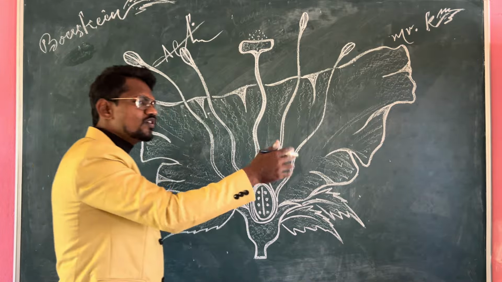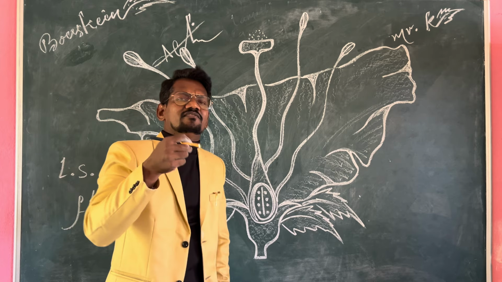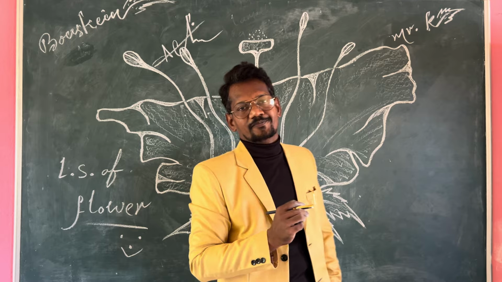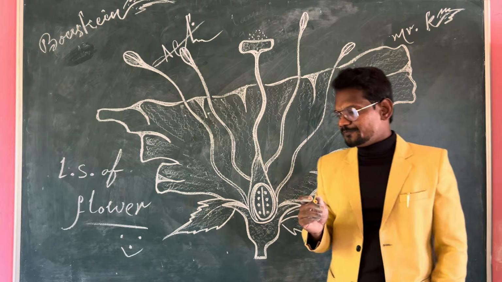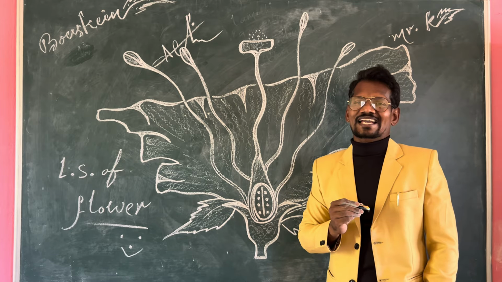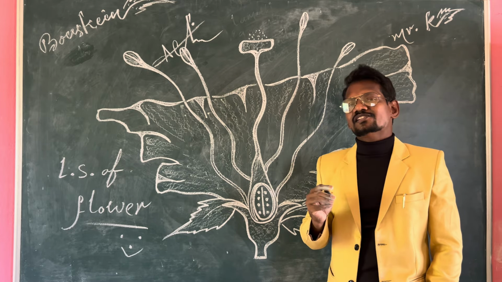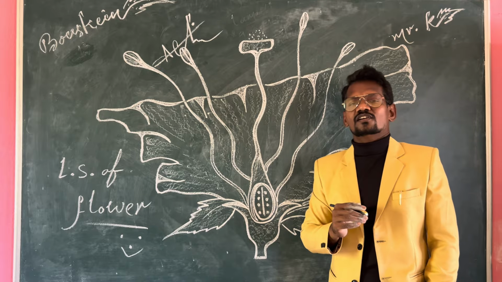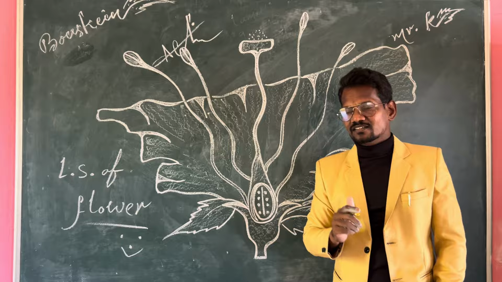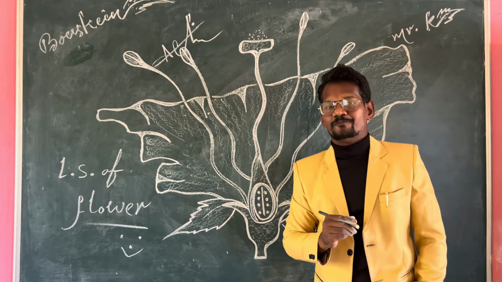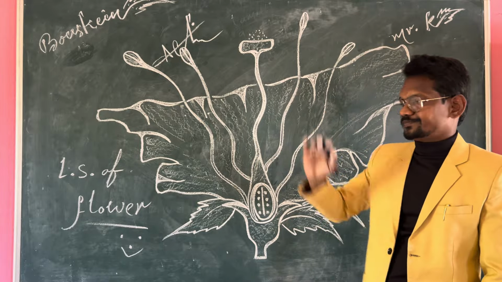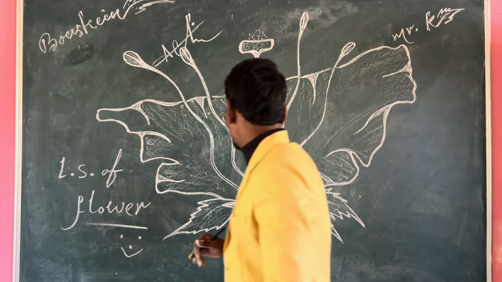Again, if we go a little deeper, each and every ovule has an embryo sac. Embryo sac is also called female gametophyte. Inside the embryo sac, antipodal cells are there, synergid cells are there, central cell is there, and the main thing, the egg cell, oocyte or egg cell, is there. So that is another topic.